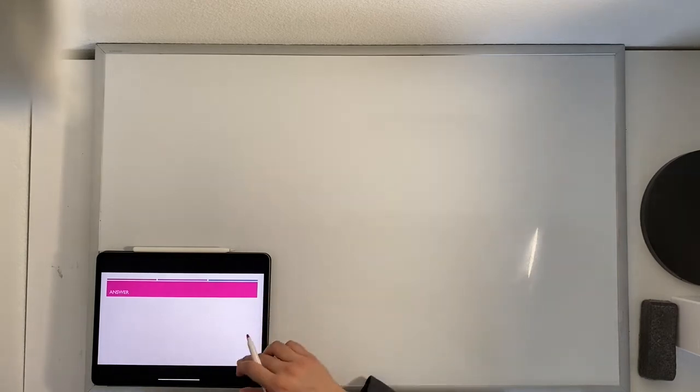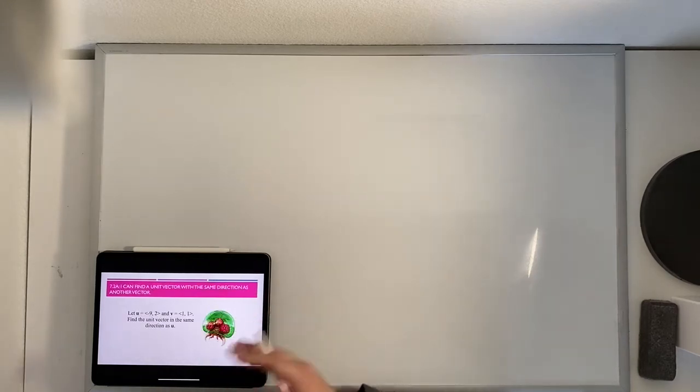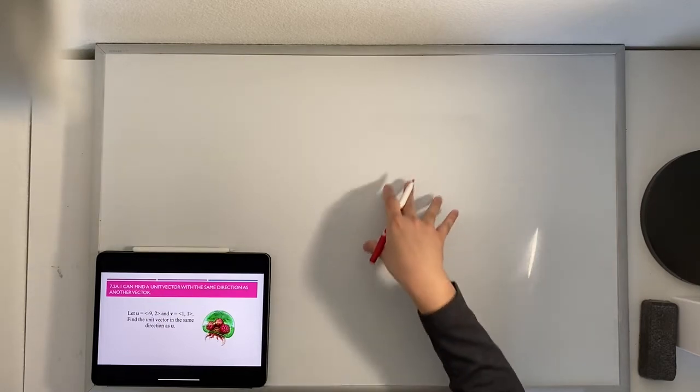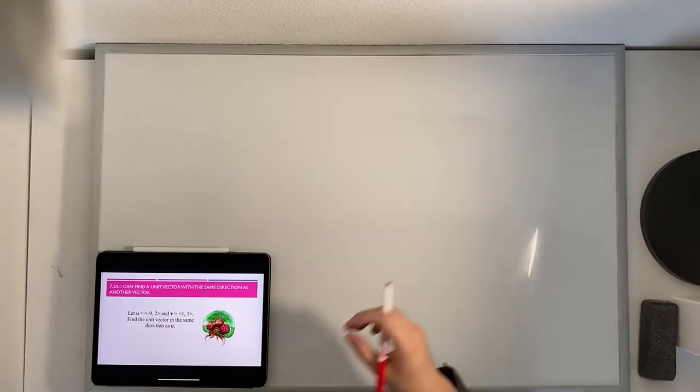7.1, pretty easy. Okay, adding vectors, finding the magnitude, finding a unit vector. Okay, remember this is just taking our vector and dividing that vector by its magnitude, so that will force its magnitude to equal 1.